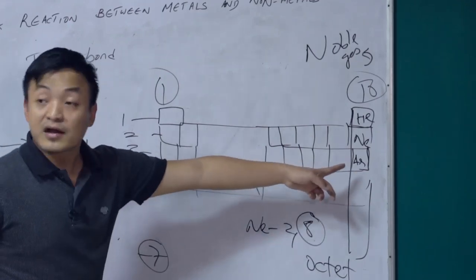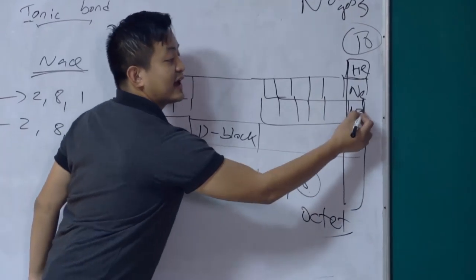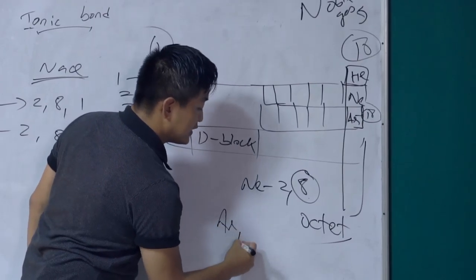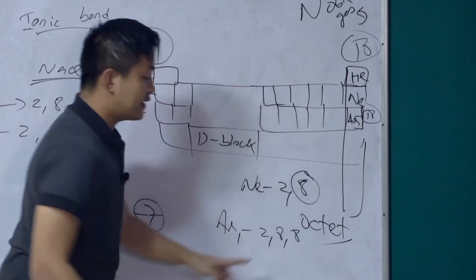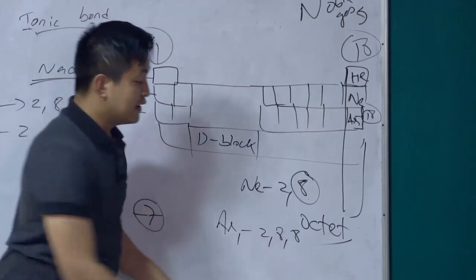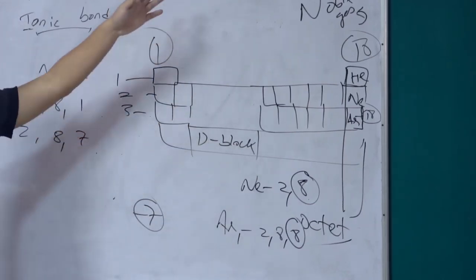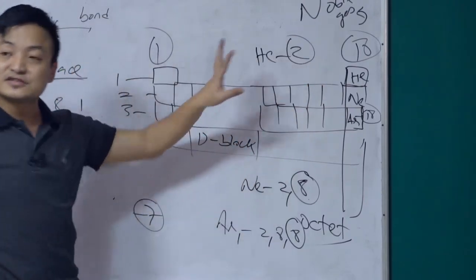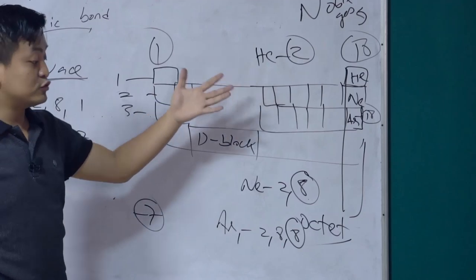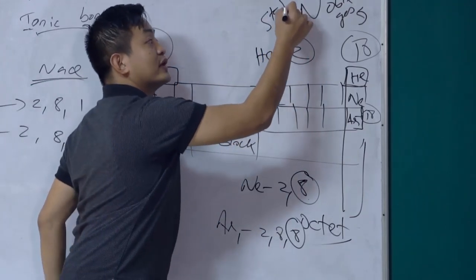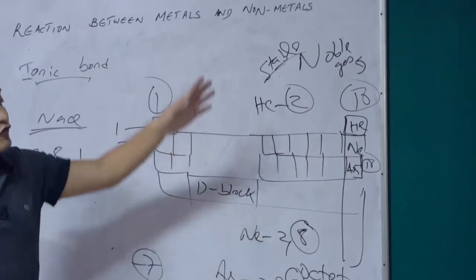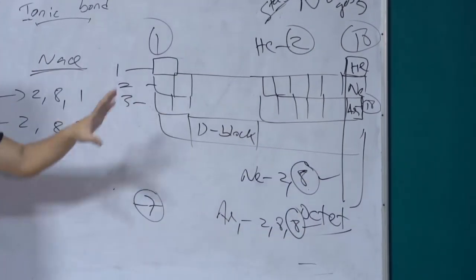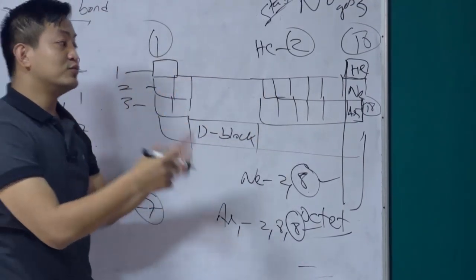Now let's say argon. Argon, if we count from here, is at 18. The atomic number is 18. If I write the electronic configuration for argon, it would be 2, 8, 8. 2 plus 8 is 10, plus 8 is 18. So for all this group, except for helium, where the configuration is just 2 but still obeying the duplet rule, it is stable. Going down, the outermost shell we see is 8, 8, 8, 8.